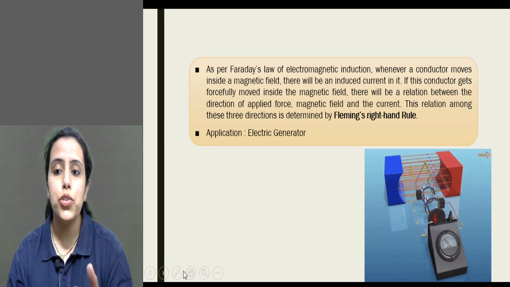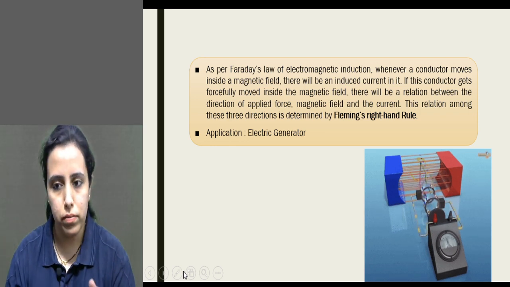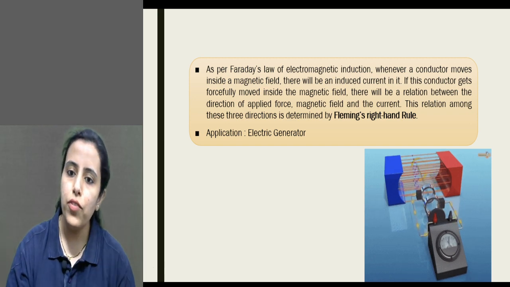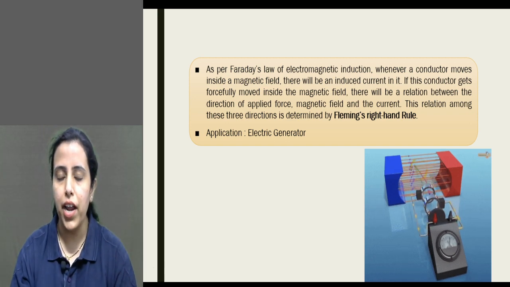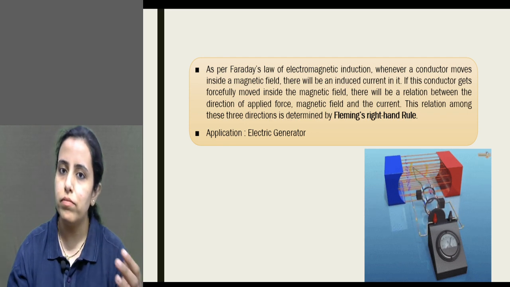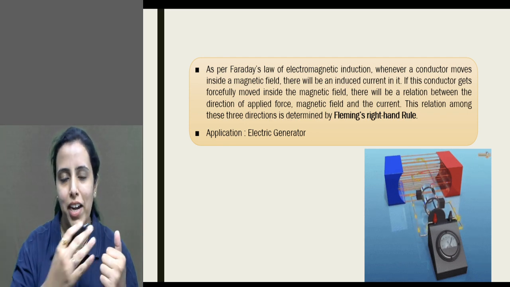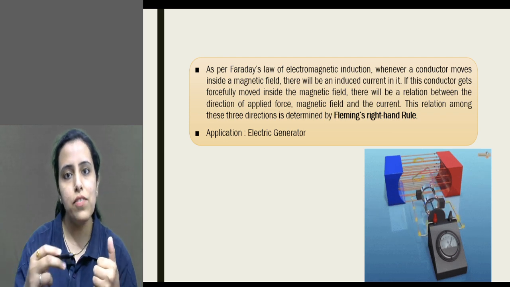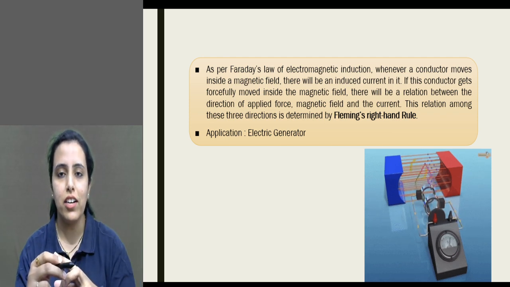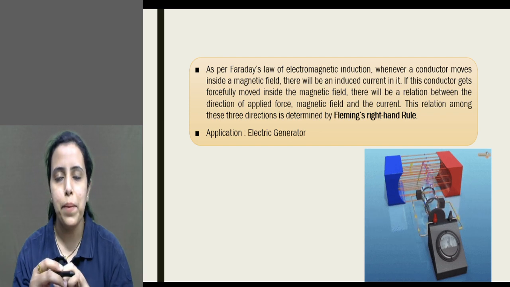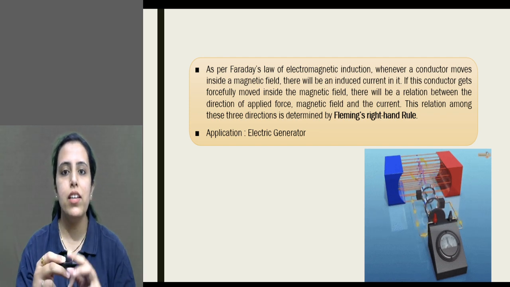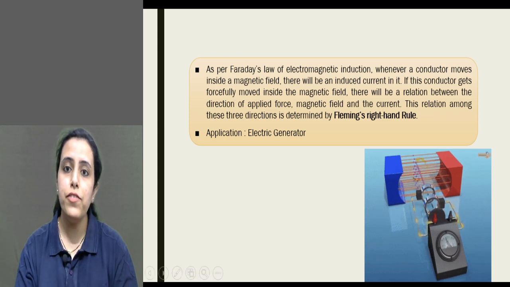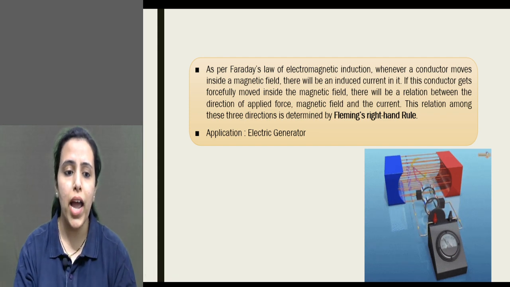The electric generator, which you can see in this particular diagram, works on the same principle as Fleming's right hand rule. Again, a magnetic field is there, the conductor is moving in between, and because of that current is induced in the conductor. So it works on the same principle. The electric generator is an application of this right hand rule. So we have seen both of Fleming's rules, the left hand rule and the right hand rule.